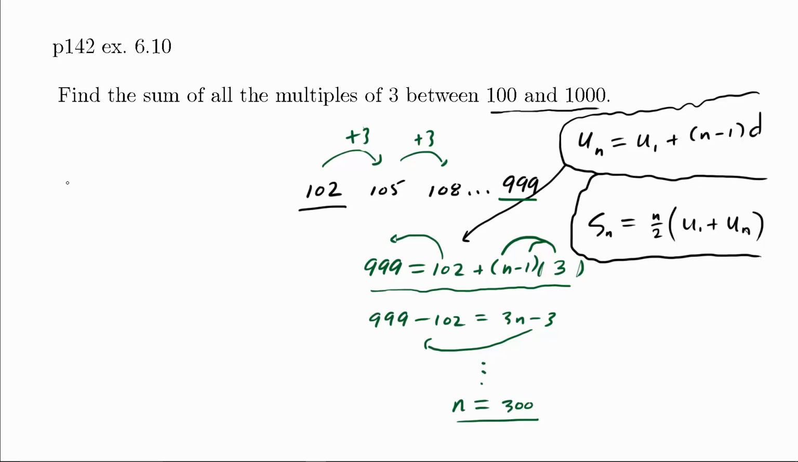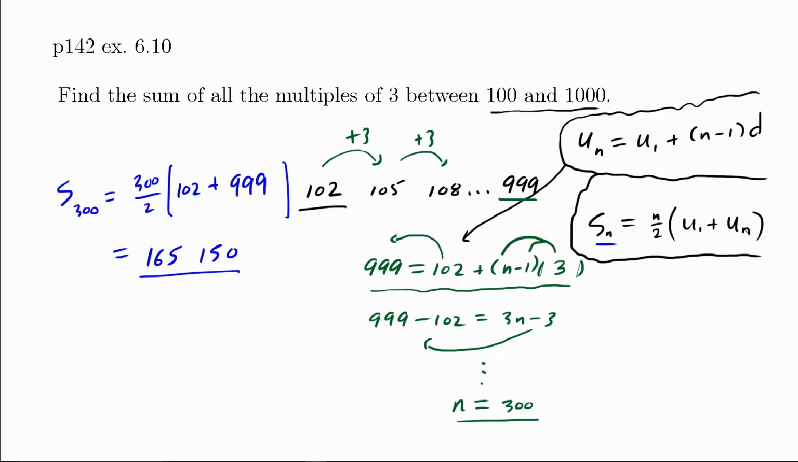To finish this off, we're going to use the bottom formula now. Sn, and n by the way is 300, equals n over 2, so 300 over 2, times u1 plus un. u1 is the first number, 102, plus un. Please remember, un means the last number, which is 999. There we have it. All the hard work is done. This is simply being careful with your math. The sum of these 300 numbers is 165,150, and that's a big number.